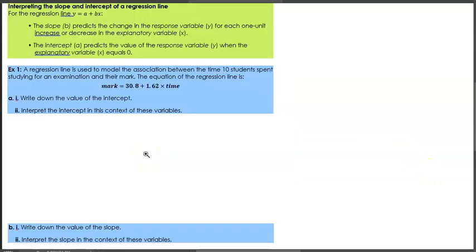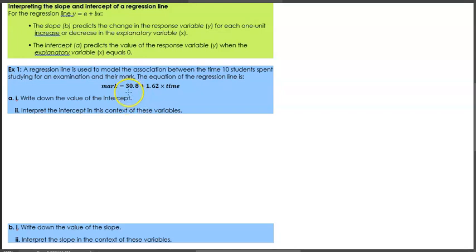A regression line is used to model the association between the time 10 students spent studying for an examination and their mark. The equation of the regression line is as follows. The mark is equal to 30.8 plus 1.62 times the time.